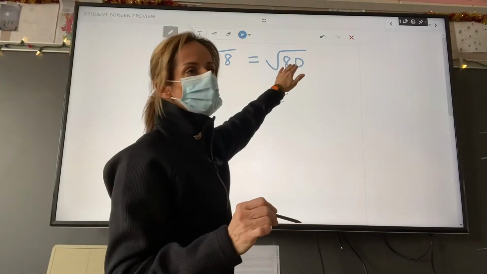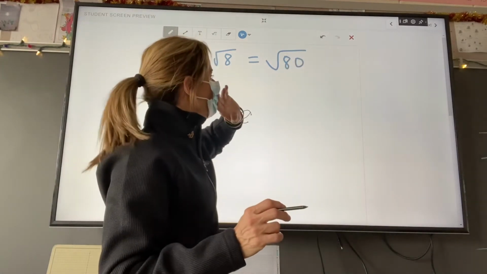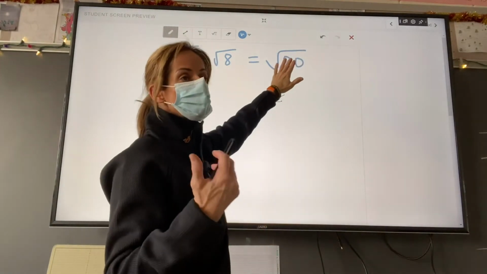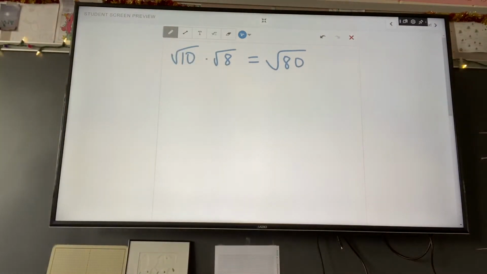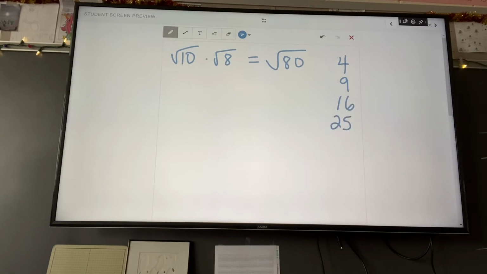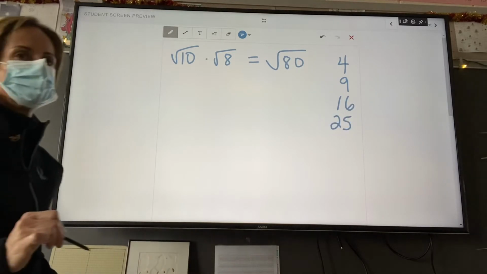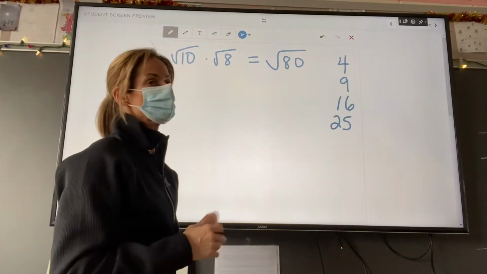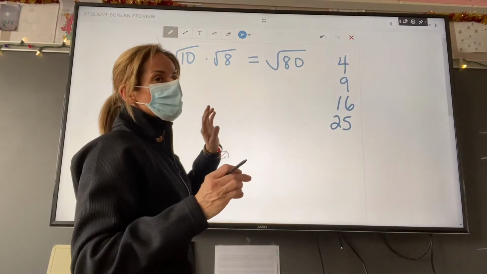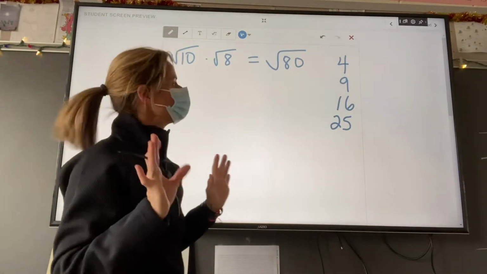Now we have to simplify this 80. What's the largest perfect square that goes into 80? First, we may have trouble with that. Let's go ahead and write our perfect squares. 2 times 2 is 4. 3 times 3 is 9. 4 times 4 is 16. 5 times 5 is 25. I don't think anything above that is going to go into 80. 9 times 9 will equal 81, but this is an 80, so we can't get it. I see where you're going with that.